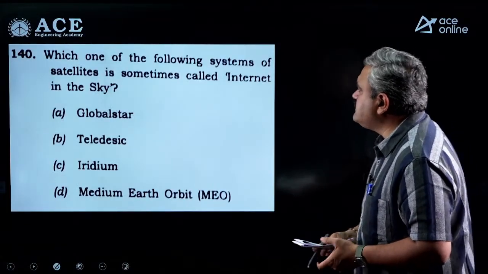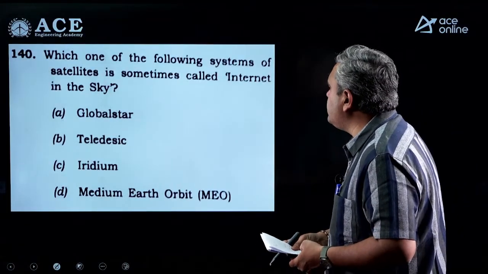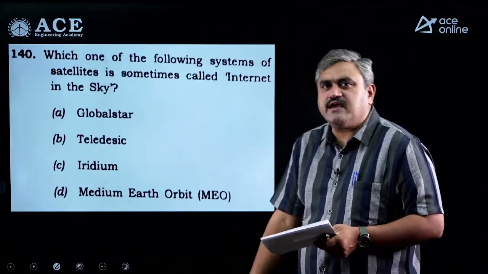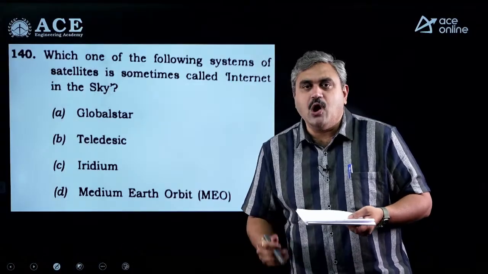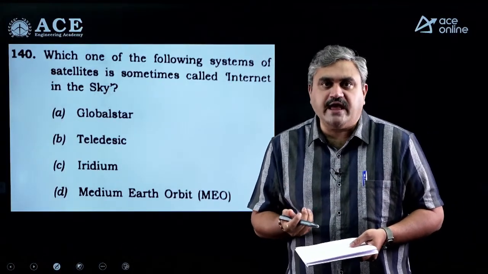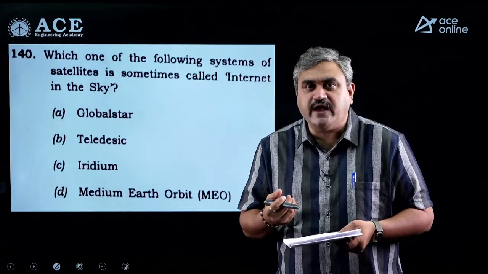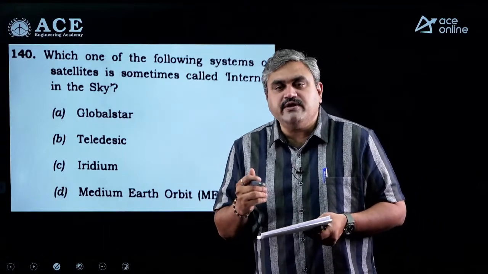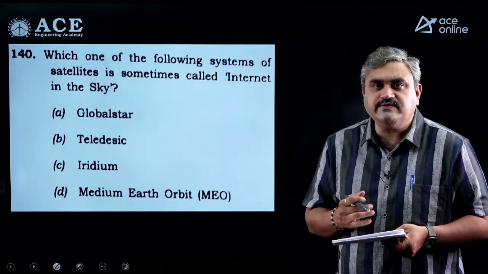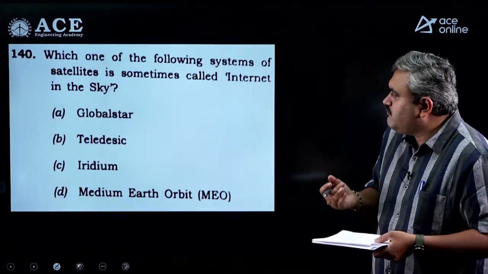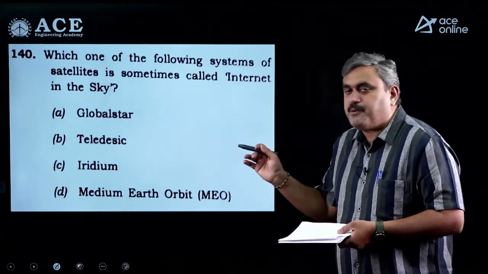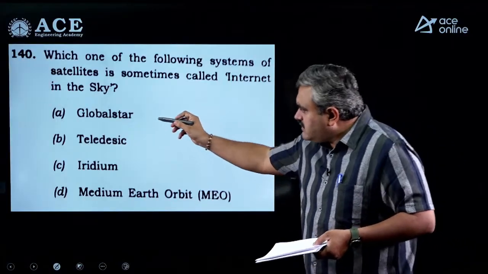Next, which of the following satellite systems is sometimes also referred to as internet in the sky? It's a very strange question. Internet in the sky is nothing but satellite only, because nowadays even in flight you can have internet access. That is possible only because of a satellite link. So, whenever you have internet in the sky, it means you are providing internet access using satellite communication. We use either low earth orbit or medium earth orbit satellites for providing that link.